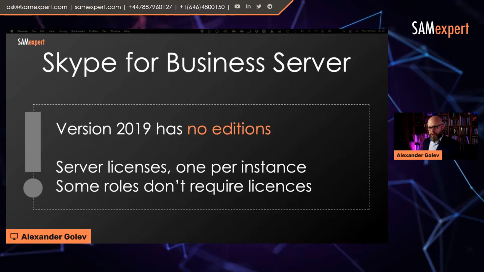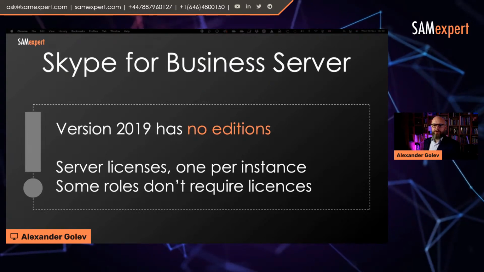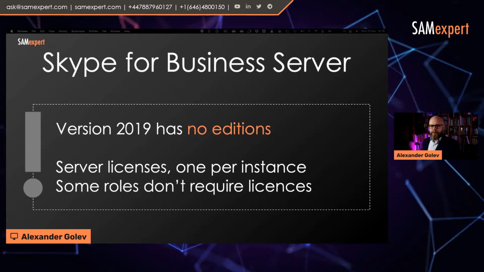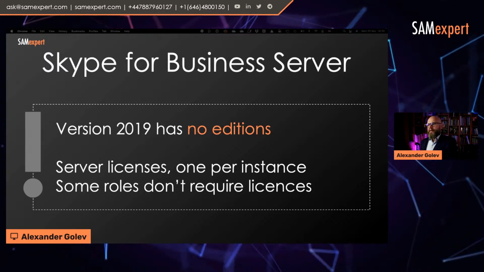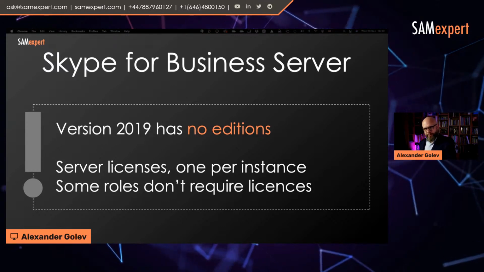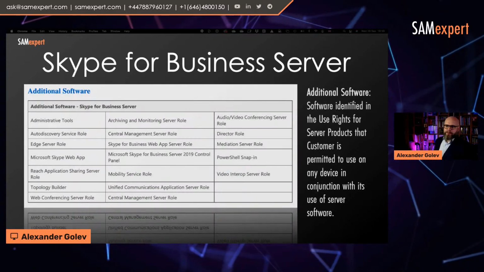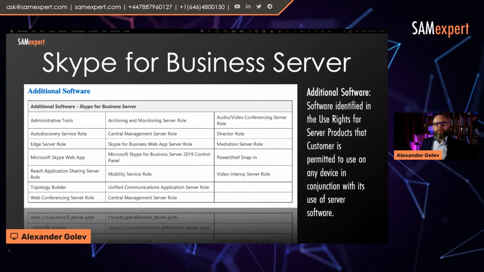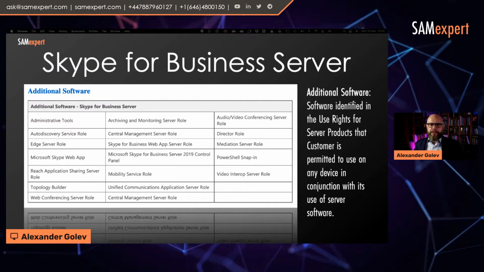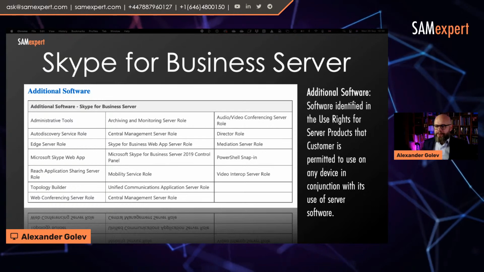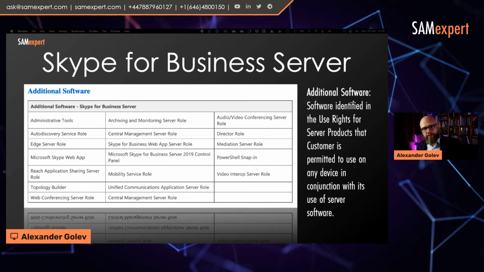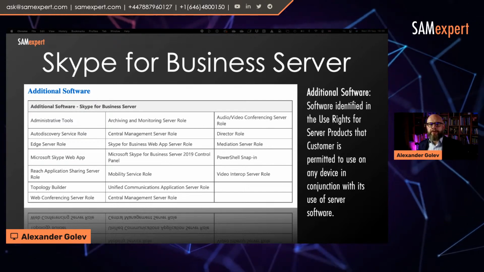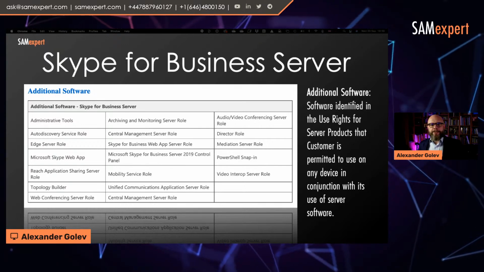Skype for Business Server version 2019 has no additions. Server licenses one per instance. One of the, again, unique features of Skype for Business Server, and it's been like this since Lync Server, since Office Communication Server, is that some roles do not require licenses. Which means if you install, let me flip to this slide, an instance of Skype for Business Server that only runs, hypothetically, I'm not sure that's technically possible, but hypothetically, it only runs Central Management Server role. It's an instance of Skype for Business Server, but because it only runs this role that is listed in additional software, then it doesn't require an instance license.